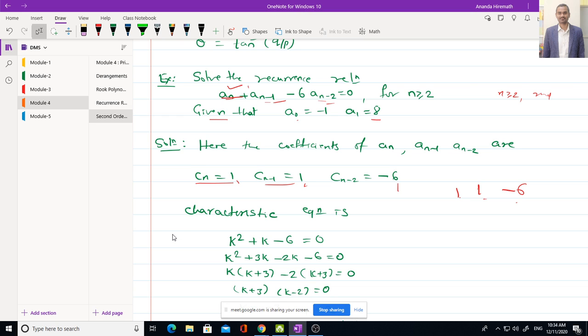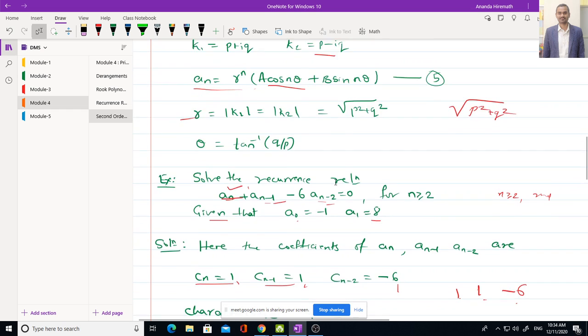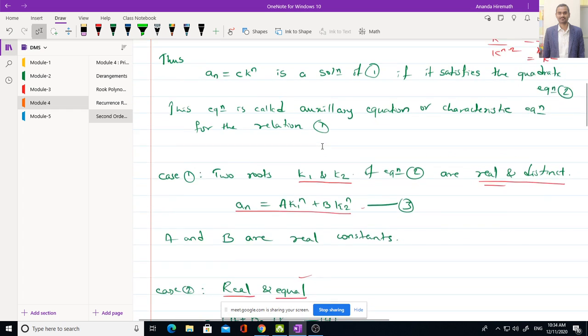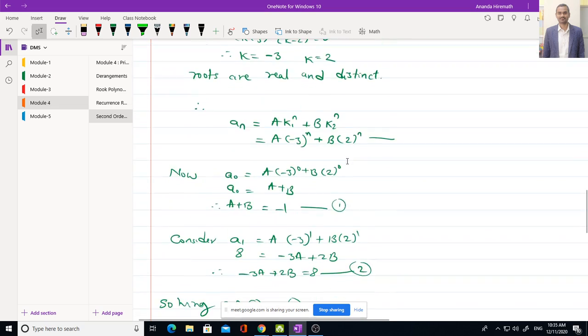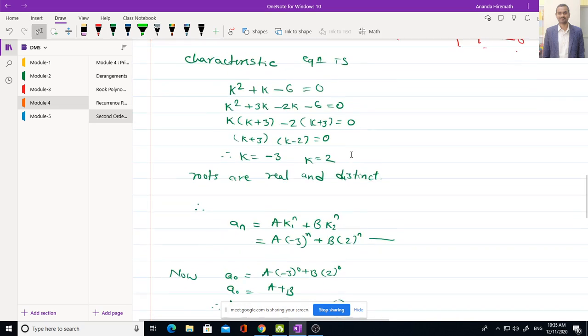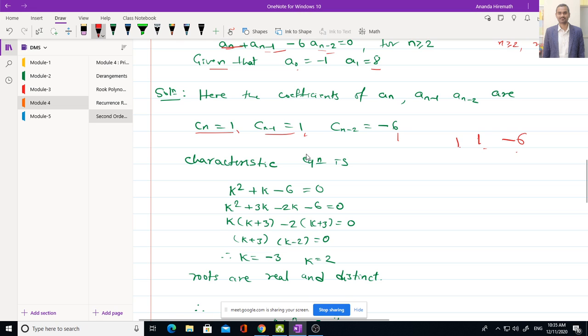Okay. Then we write the characteristic equation as we have written here, equation number 2, in terms of k. cn k square plus cn minus 1 k. Similarly, we will write for this example k square plus k minus 6 is equal to 0. Coefficient of k square is 1, that is cn. Coefficient of k is also 1, that is cn minus 1, and minus 6 equal to 0.